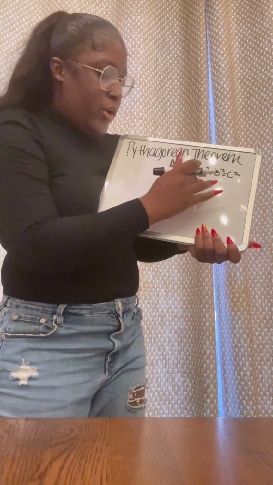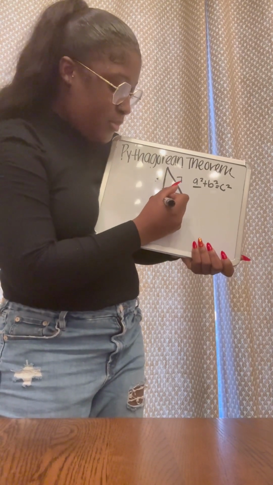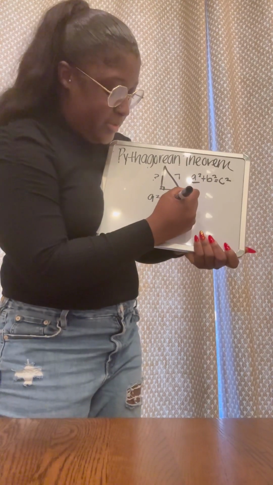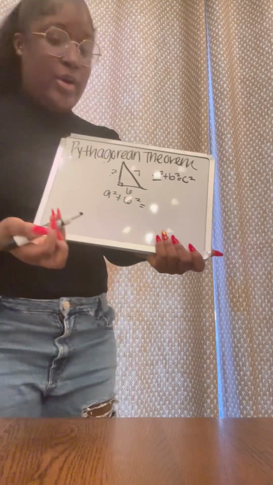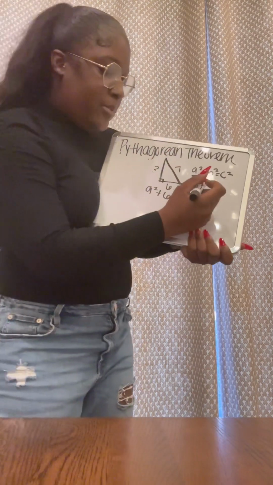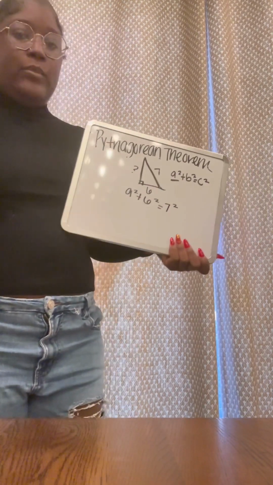Okay, so we're going to do a squared plus, then we have the 6 here. So we're going to do 6 squared is equal to, we have the number for the hypotenuse, which is 7. So we're going to plug the 7 in for C, and that's going to be 7 squared, okay?